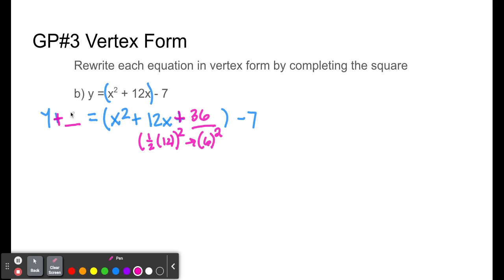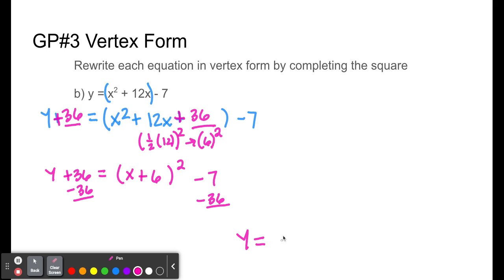We add that to the right side. We must also add that to the left side. Now that we've created a perfect square trinomial, we want to go ahead and turn that into a binomial squared. So y plus 36 is equal to, this factors to give us x plus 6 squared minus 7. Our last step is going to be to subtract 36 on both sides, giving us vertex form of y equals x plus 6 squared minus 43.